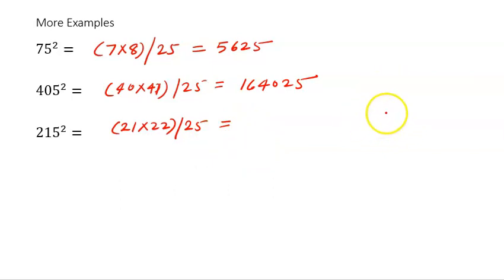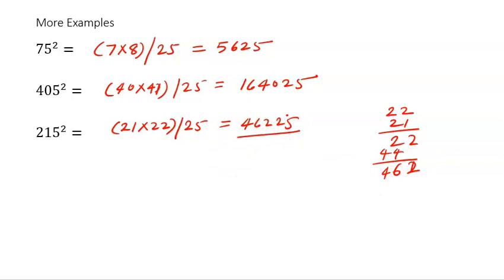Let me do it quickly here. Suppose we multiply 22 into 21, so you can write 22 and then 44, so it will be 462. So the left hand side here is 462 and the right hand side is 25. So we can square any number which ends in 5 just by this process.